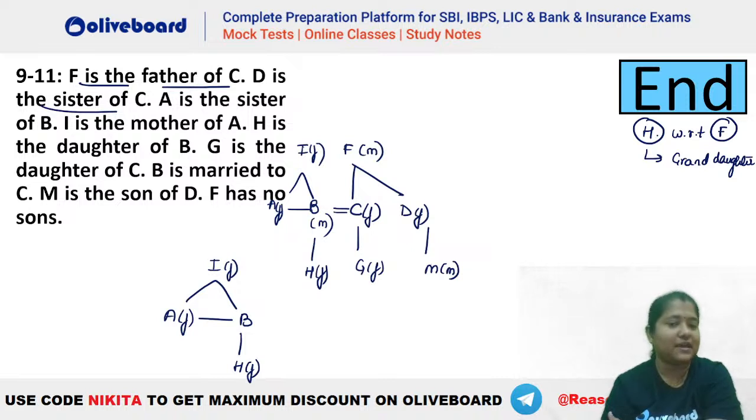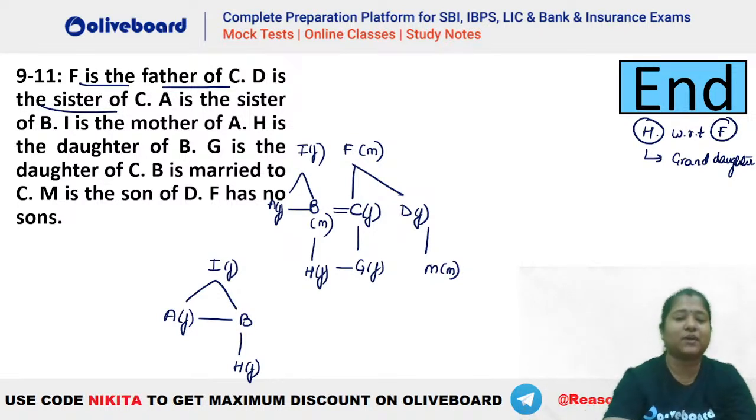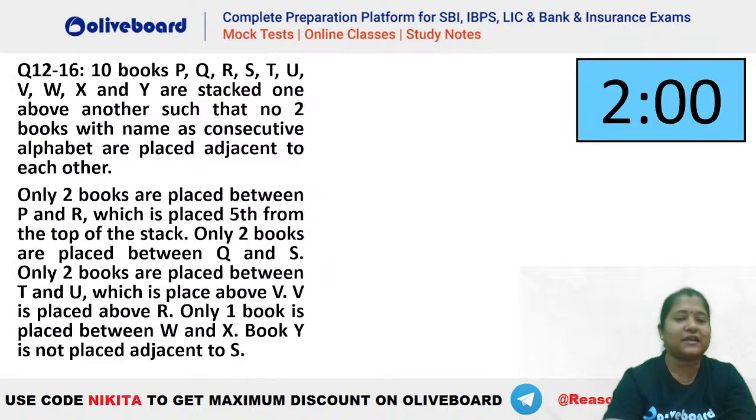Everyone clear? Okay, so H and G will be siblings in here because B and C are married to each other. Everybody clear with this question? Please let me know. Any doubts? Chalo, we'll quickly go to the next question now. Next question on your screen. Let's have a look at this one.